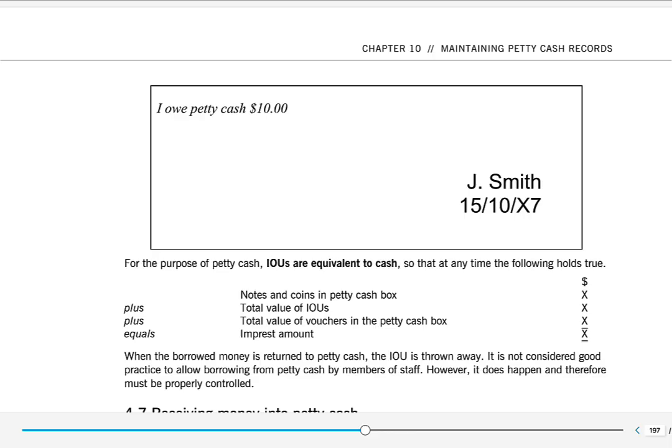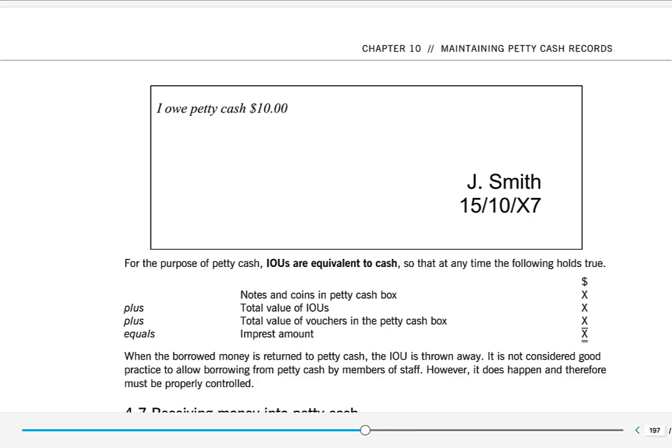The second problem, no evidence of a real business expense. Every petty cash payment should be supported by a petty cash voucher and normally a receipt, but an IOU does not prove any purchase happened. It only says someone took money. So if an auditor checks the petty cash box, they will ask, what was this cash spent on? If the answer is only IOU, that is not acceptable evidence because there is no proof of business spending.